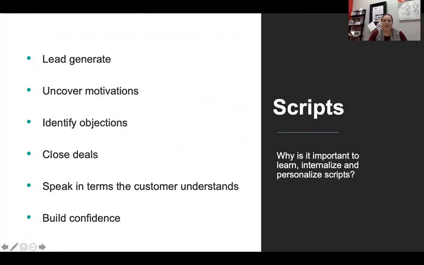So scripts are vitally important. For those of you involved in Bold, there's a lot of those scripts in the Ignite toolkit. It has scripts, it has tools you can use for open houses, buyer questionnaires, qualifications. And so be sure to take advantage of those. Find yourself a script and role play partner so that you can always be getting better. You're uncovering motivations, you're identifying objections, you're closing deals, and you're also speaking in terms that the customer understands. It helps you build confidence and it helps you lead generate more effectively.